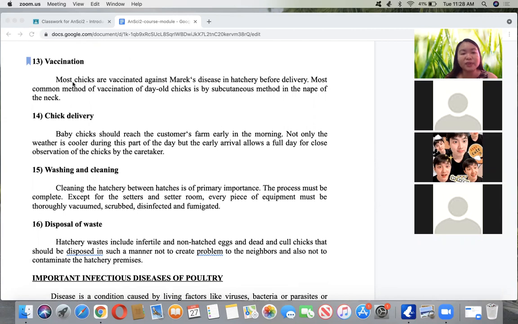They should be female. Vaccination of chicks is also done, against Marek's disease, in the hatchery before delivery. And the method is subcutaneous in the nape of the neck.